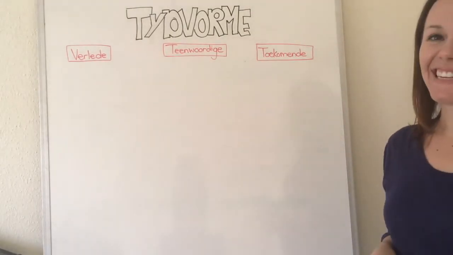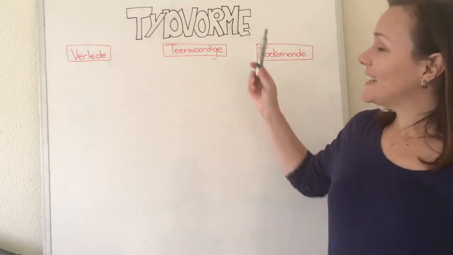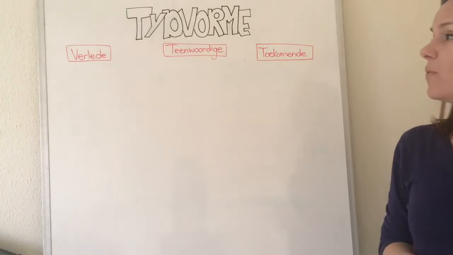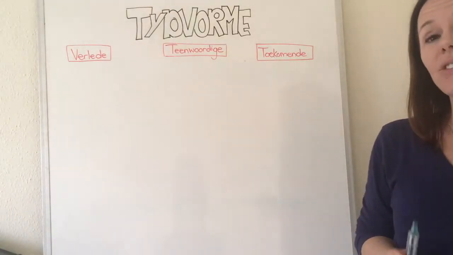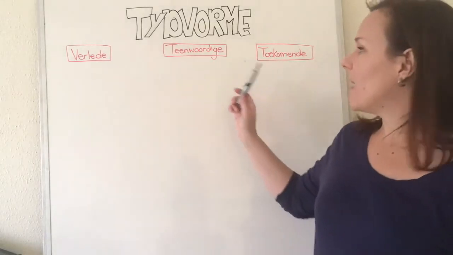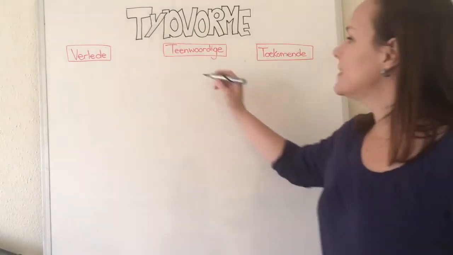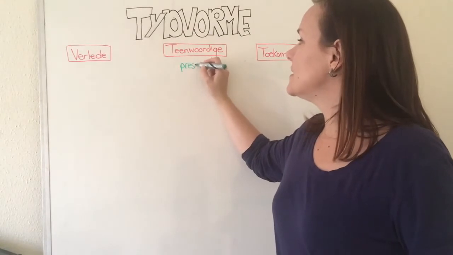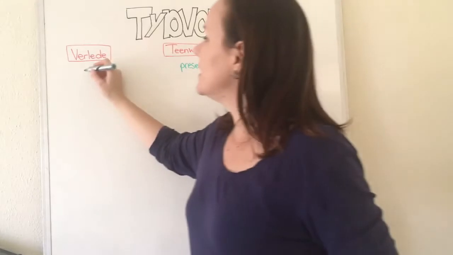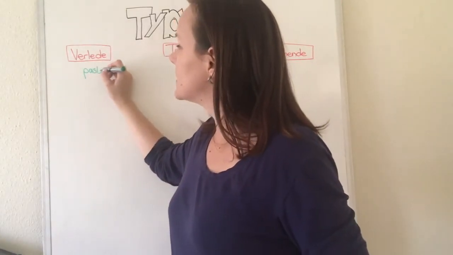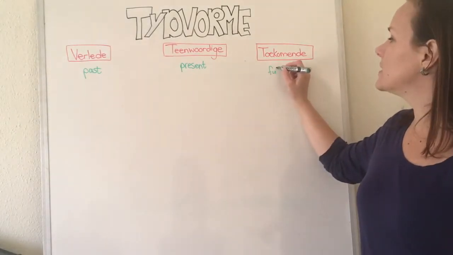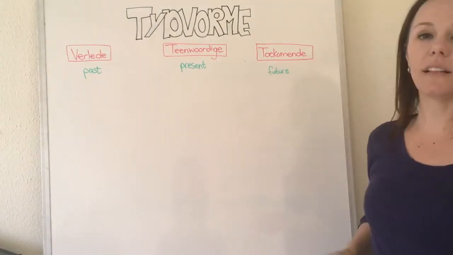Let's get into today's lesson. Today we are doing Tydvorme, which is tenses, and we've done this a lot of times before, but today we're going to look at two exceptions. So before we do that, let's just quickly revise. Teenwoordige tyd means present tense. So that's now. Verlede tyd is past tense. That's something that already happened. And toekomende tyd is future tense. So it will still happen.